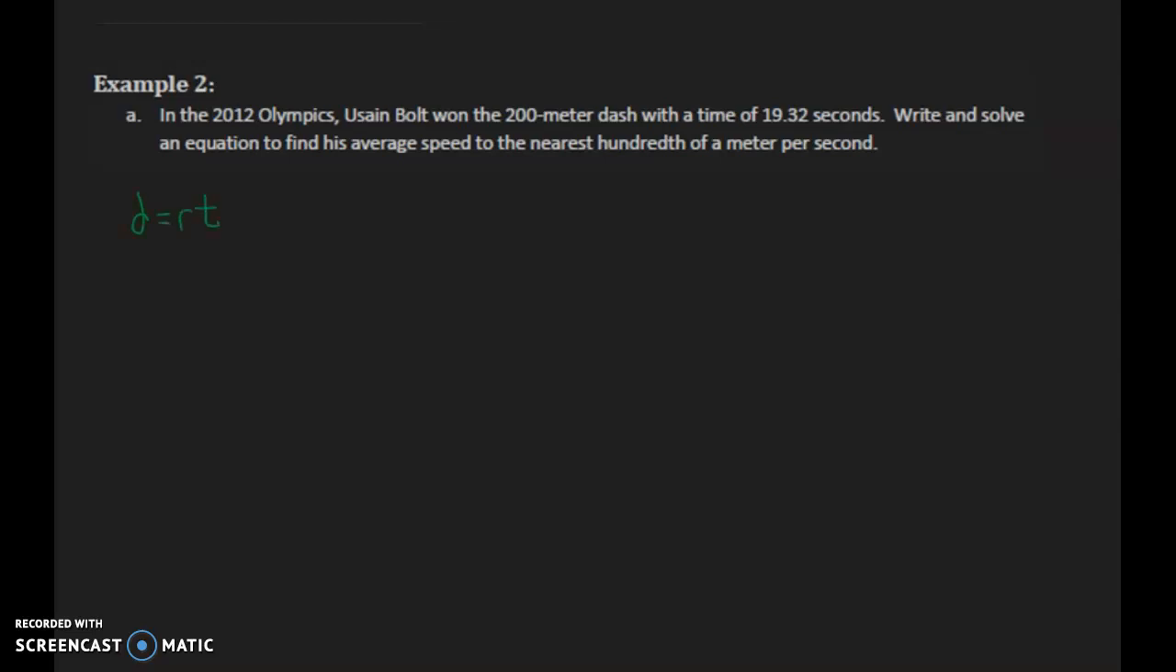This is a common equation that you should definitely have written down. So d stands for distance. R is the rate, meaning the speed or how fast he ran. And t is the time, meaning how long he ran. So the numbers we know are 200-meter dash. That would be your distance. That's what we're going to plug in for the d.